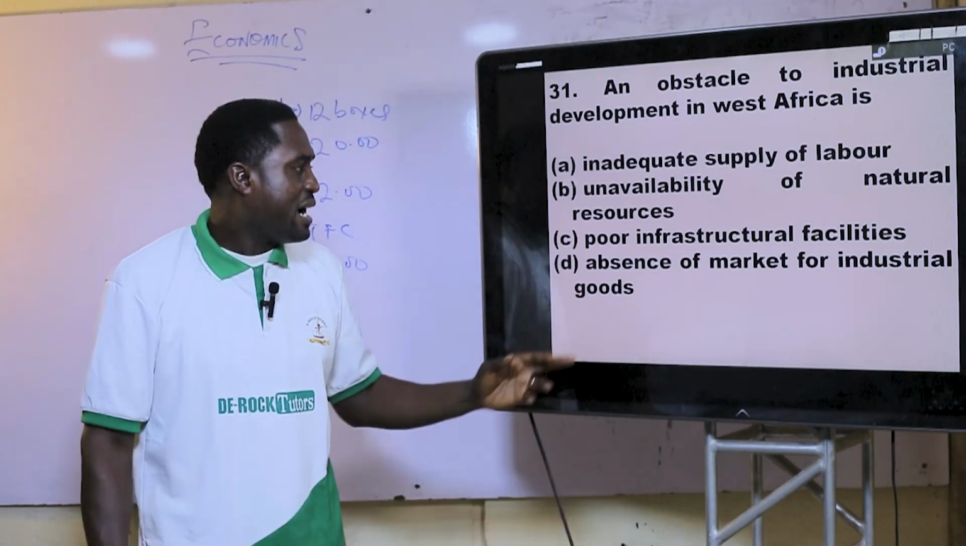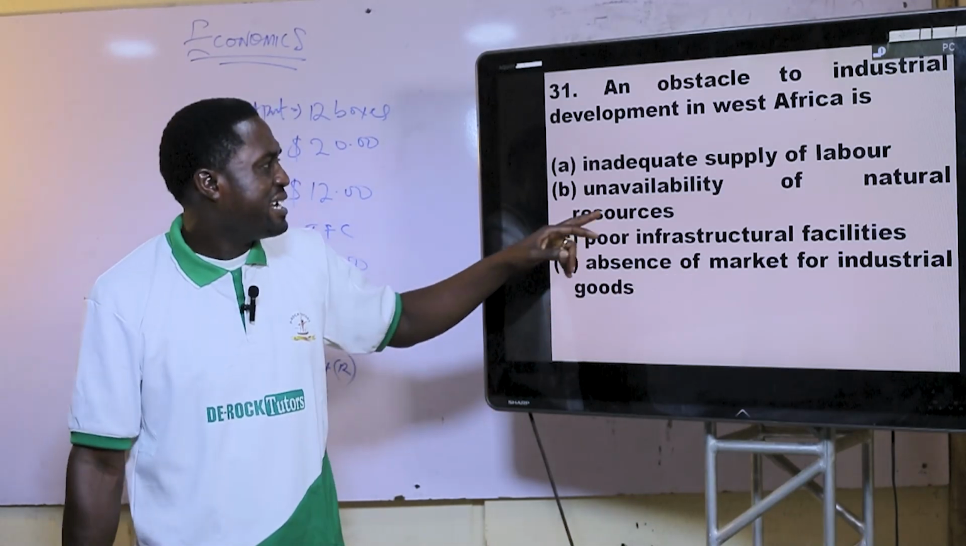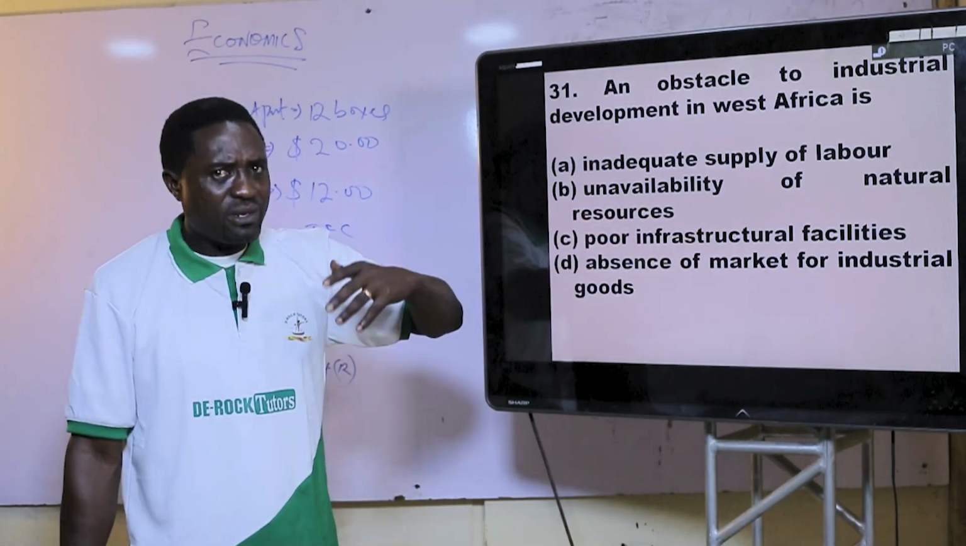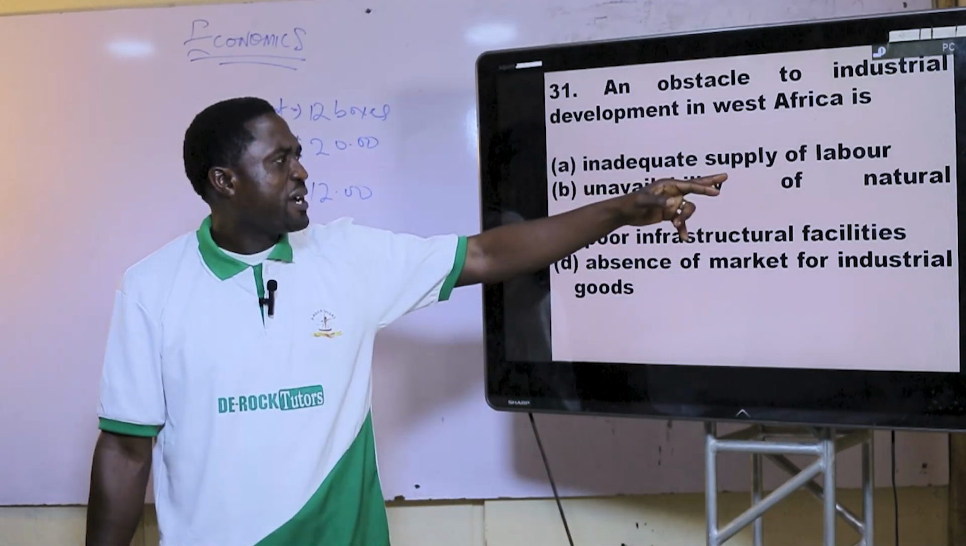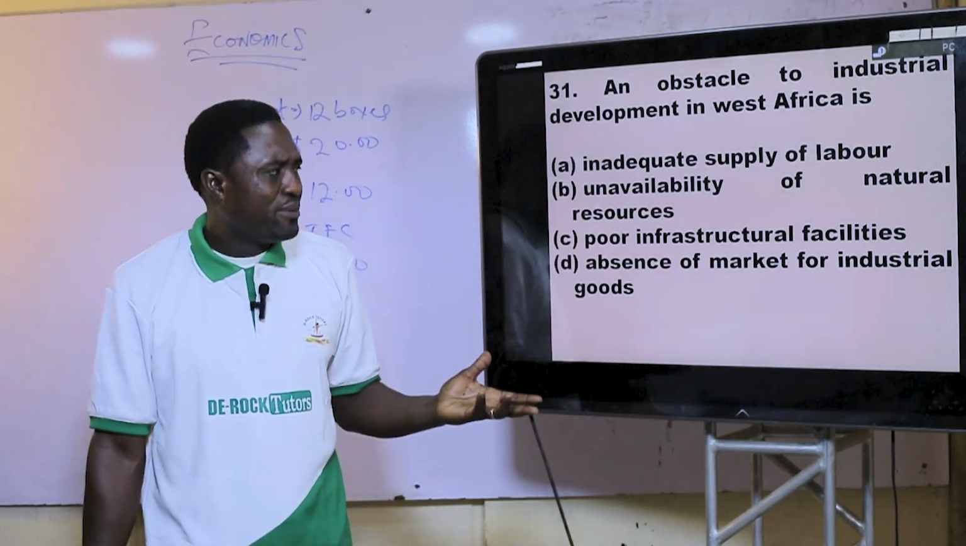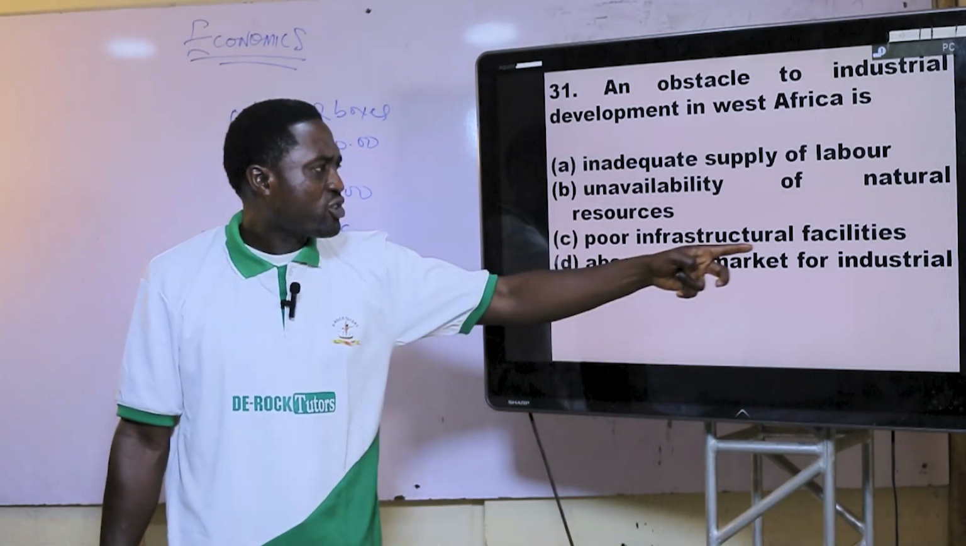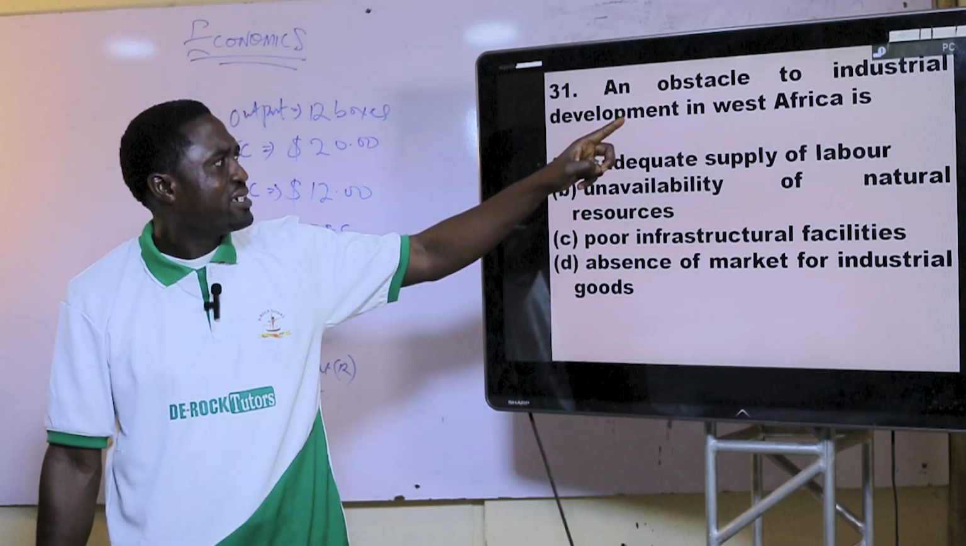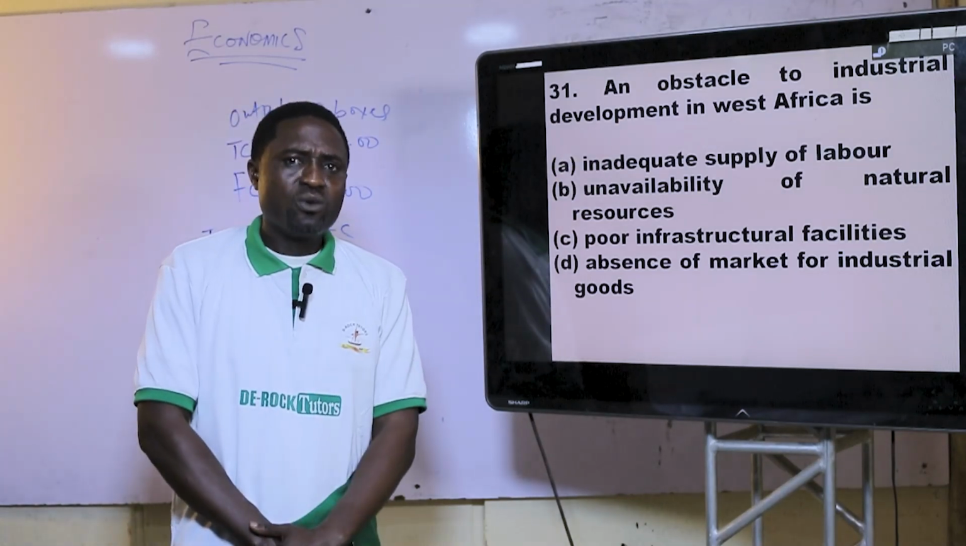Absence of market for industrial goods cannot be the answer. Unavailability of natural resources? We have different natural resources. Inadequate supply of labor? We have labor. You understand? But poor infrastructural facilities is actually a hindrance to industrial development in West Africa.